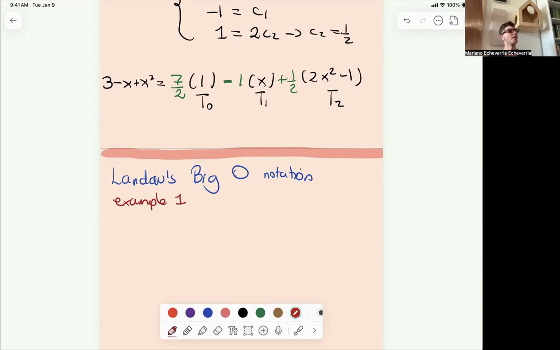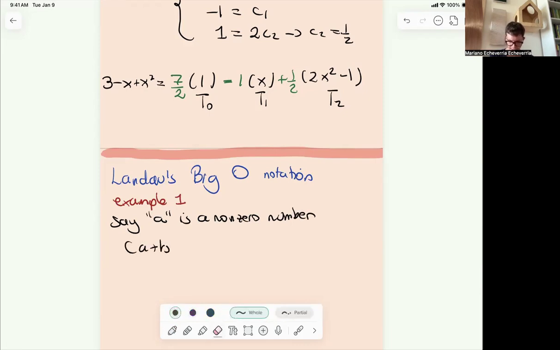Okay, let's say that A is a non-zero number. And h is any number. In a moment we'll think about it as being small, but for now it can be any number.